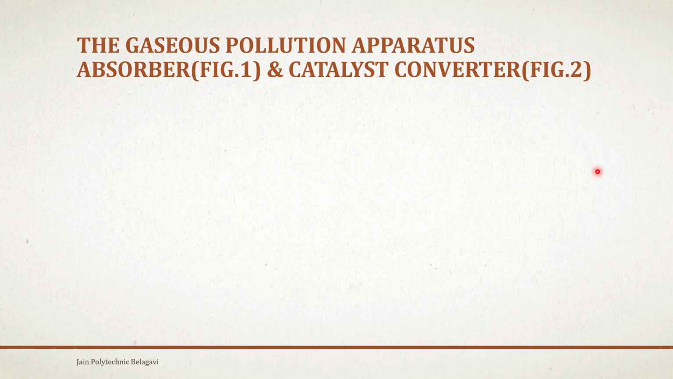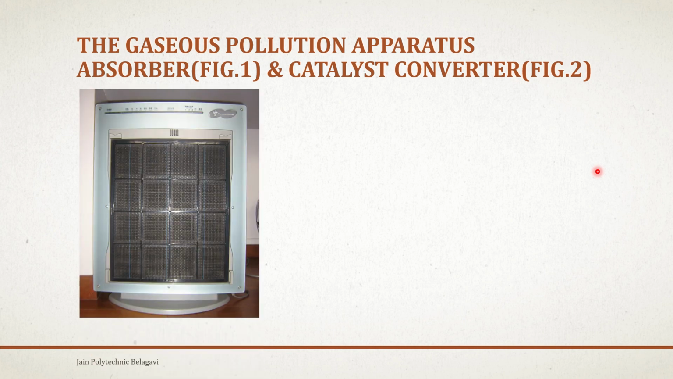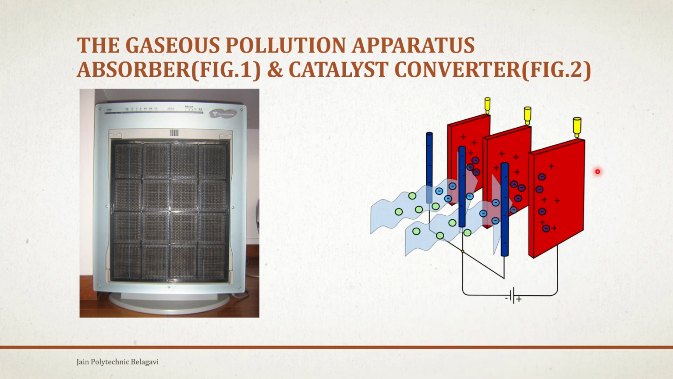Next, we will be understanding the gaseous pollution apparatus. The one is the absorber on the left side and the catalytic converter on the right side. This is one type of the absorber. Similarly, it is one type of the electrostatic catalyst. Similarly, there is one more. This is the catalytic converter. Here, in a similar way, this will be working as said lastly.